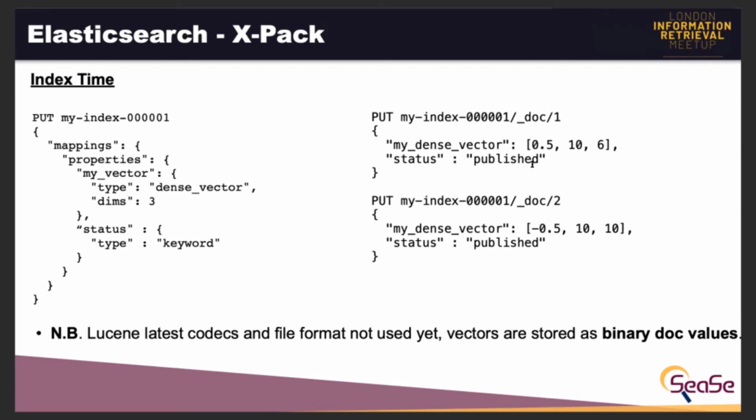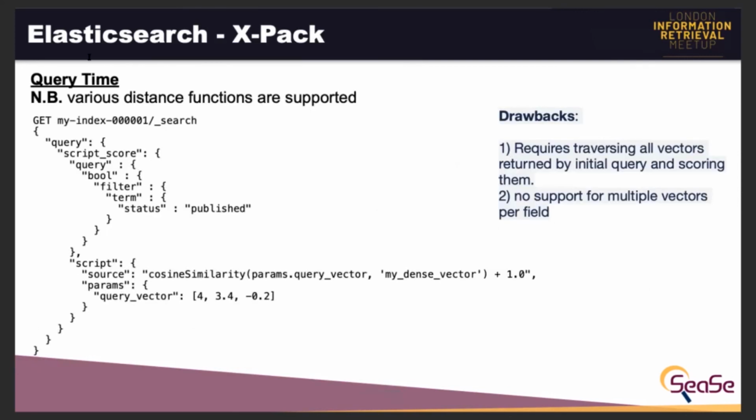Then you can push your documents. Quite simple. Your dense vector is just an array of float values. Vectors are internally stored as binary doc values, so that's an important thing to remember. Then, at query time, various distance functions are supported. So you see that from the original documentation that is linked in the previous slides. For example, you may like to use, again, the cosine similarity.